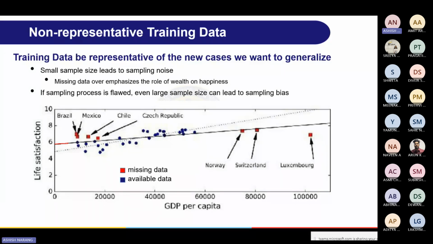So if I only pick up the blue dots and try to model, I'll have a different model, right? When I also include the missing data, which was not there, for some countries the data was not available. Now, if I get the data of Brazil, Mexico, Norway, Switzerland, Luxembourg, and so on, the model learned will be different. If I only use the blue dots, then of course, for the countries that are missed out, it may not model well.